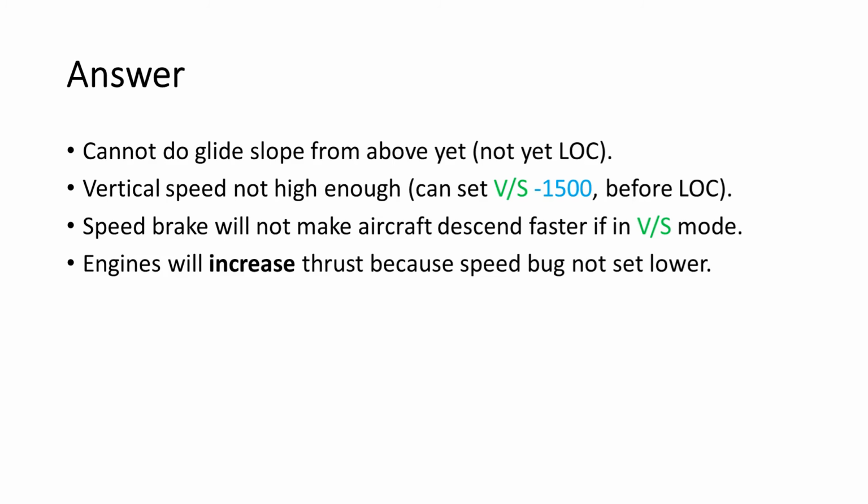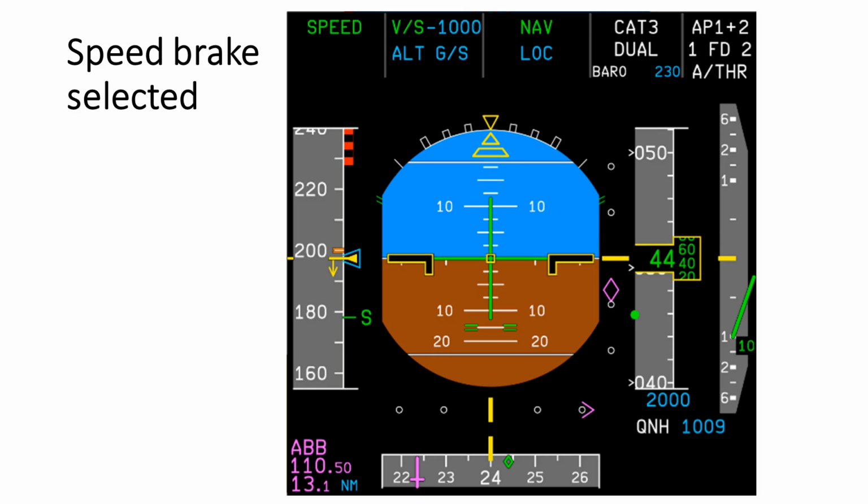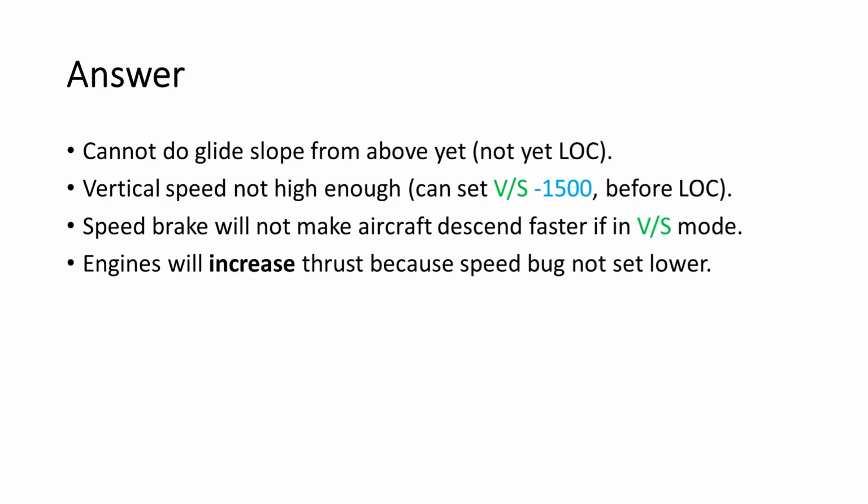It will not make the aircraft descend faster, and in fact it will not even slow it down. If I go back to the previous picture here, because the speed is selected, it will not start to slow down. It will just add thrust, and it can't descend faster because the vertical speed mode is selected. So what will happen is the engines will just increase thrust and nothing else will change.